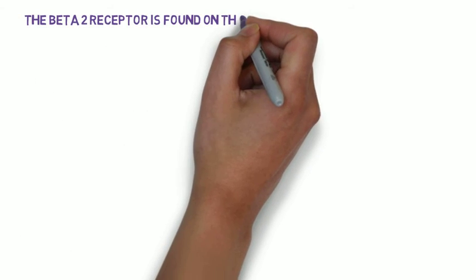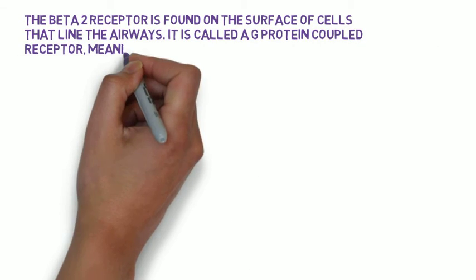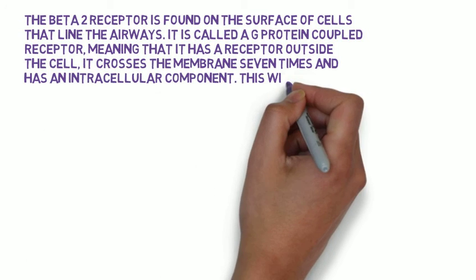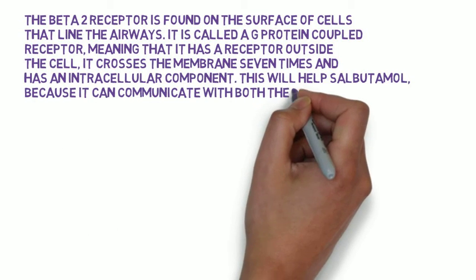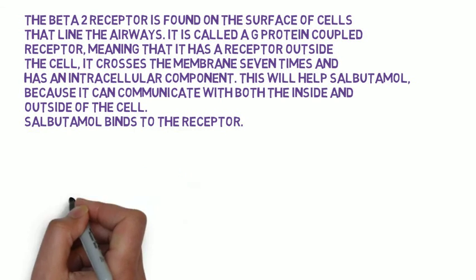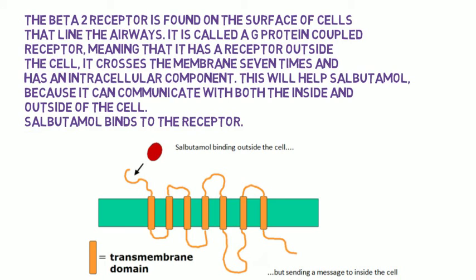The beta-2 receptor is found on the surface of cells that line the airways. It is called a G-protein coupled receptor, meaning that it has a receptor outside the cell, it crosses the membrane several times, and has an intracellular component. This will help salbutamol because it can communicate with both the inside and outside of the cell. Salbutamol binds to this receptor.